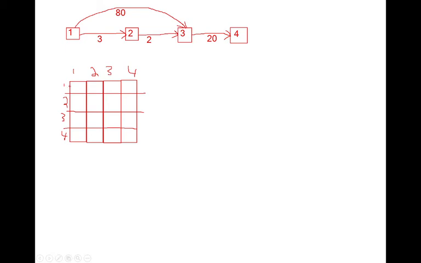Now if you see here, 1 is obviously not connected with 1, although it's the same node, so we'll be putting infinity. 1 is connected with 2 with a distance of 3, 1 is connected with 3 with a distance of 80, and 1 is not directly connected with 4, so here we will have infinity. Later I will be dry running this algorithm over an example graph, but what I wanted to explain here is that we will be taking one node at a time as a sample.